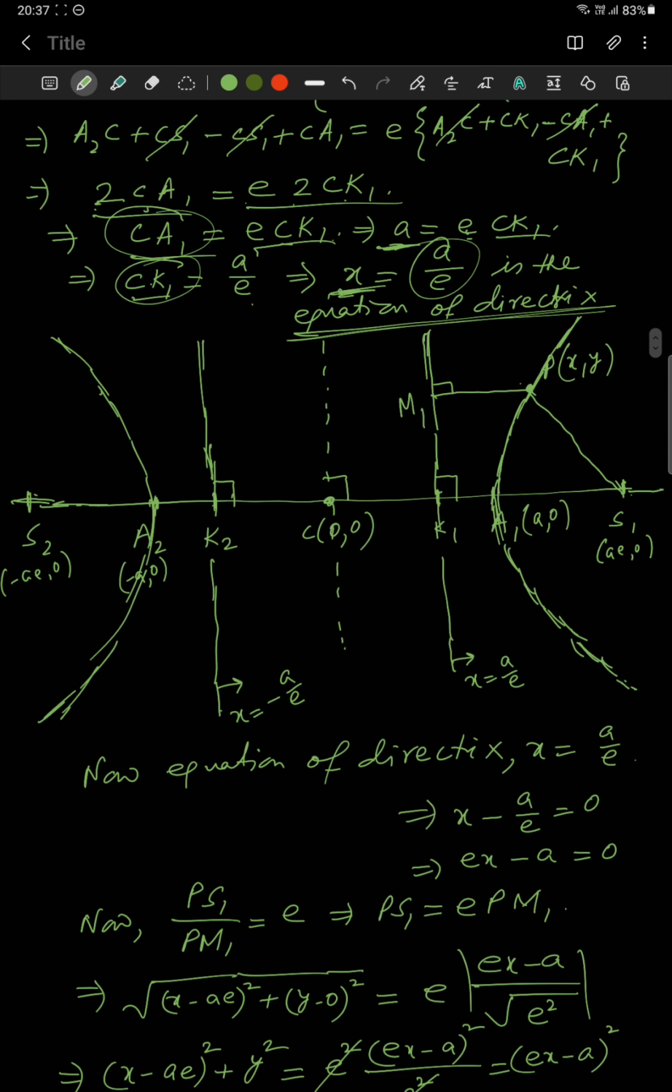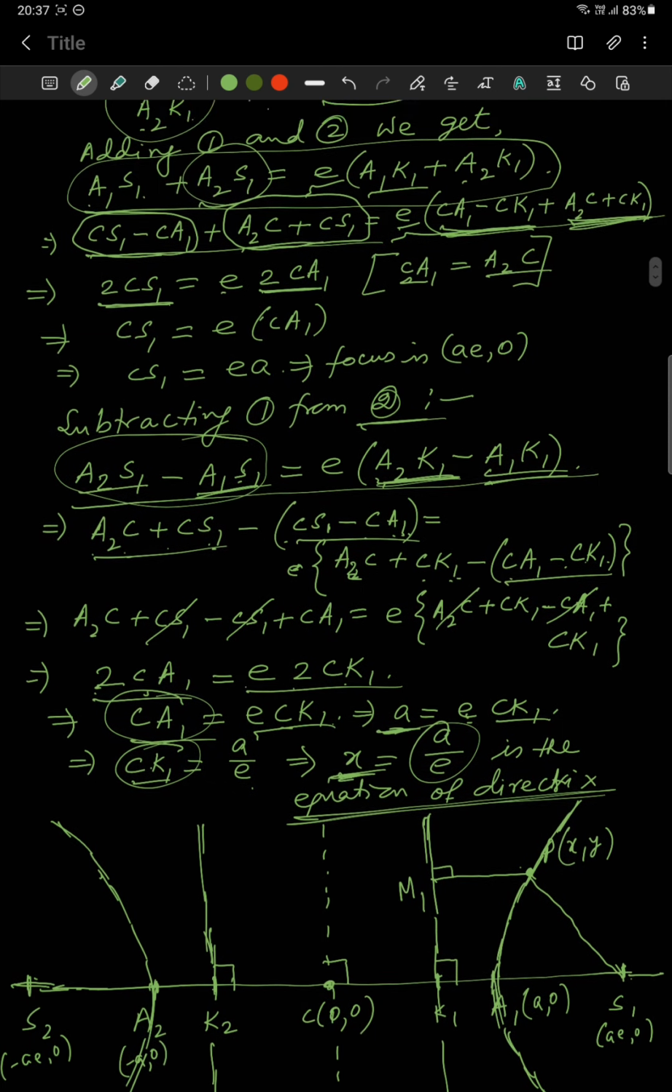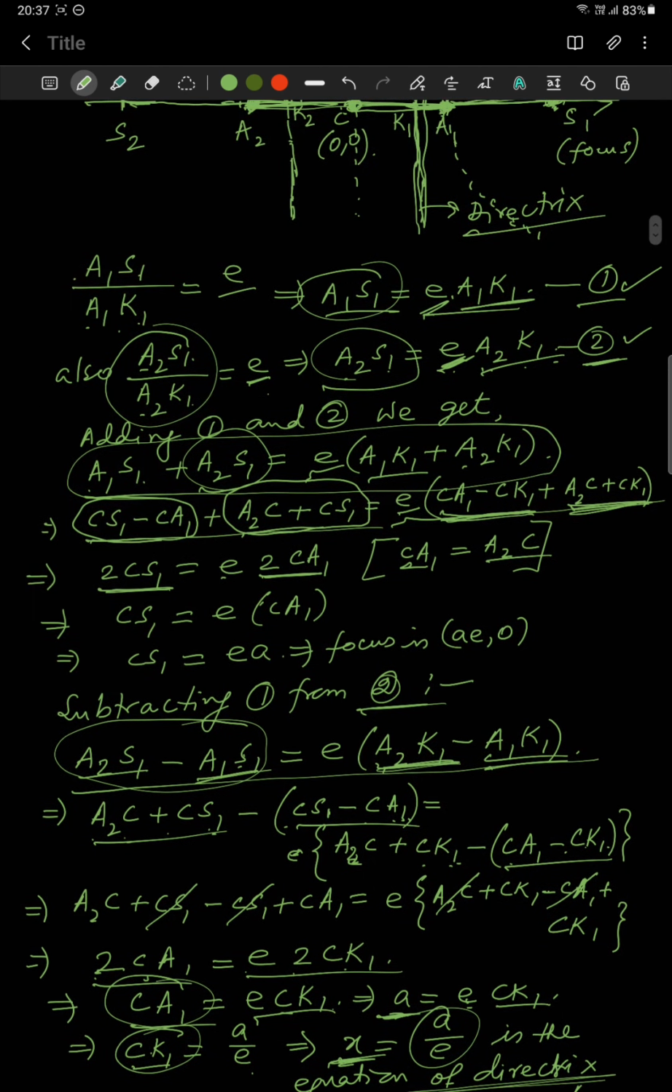Okay, so finally, one more thing I have missed out. Okay, this one. After simplification, we are getting 2C1 CS1 is equal to E 2CA1. So finally, CS1 is equal to ECA1, and CA1 is taken as a small a, and CS1 is equal to AE, that can be taken as the focus. So coordinates of focus is AE comma 0.